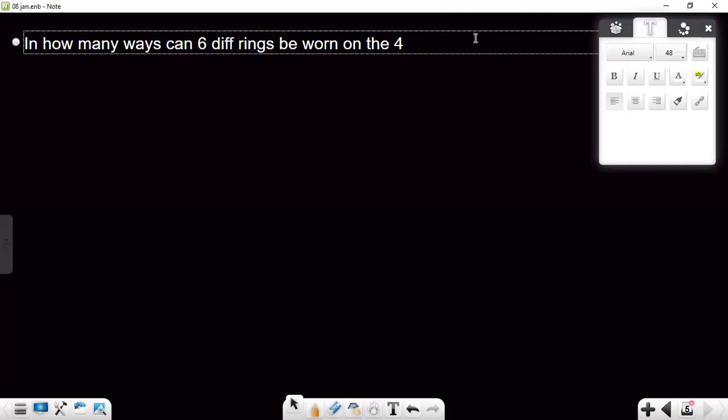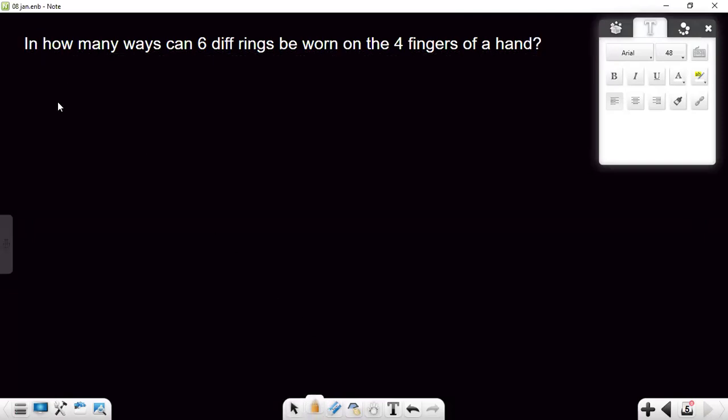Now, 4 fingers of a hand. Simple question. So we are discussing the case of Papillary or Bapillary. I'm sorry. May his soul rest in peace. Bad example.